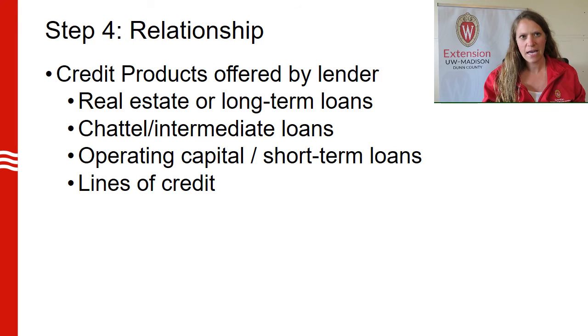Loans should match the life of the asset and have a payback similar to the expected life of that asset. Real estate or long-term loans are liabilities that should be used to finance farmland, buildings, and capital improvements. Chattel or intermediate loans should finance assets such as livestock, machinery, and equipment. Operating capital or short-term loans are considered short-term money that may finance crop expenses, repairs, and maintenance. The maturity of these loans should coincide with the production cycle for the product being financed, usually 1 year or less. Lines of credit can be structured to your farm business needs or to finance planned or unexpected expenditures.